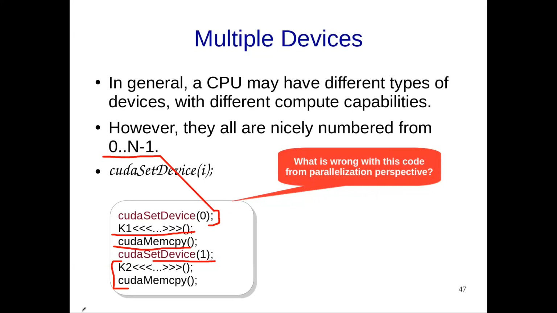Ideally, for device 0 and device 1, you want K1 and cudaMemcpy to happen in parallel with K2 and cudaMemcpy. So how do you do that? Any suggestions? What is stopping it from doing this processing in parallel?